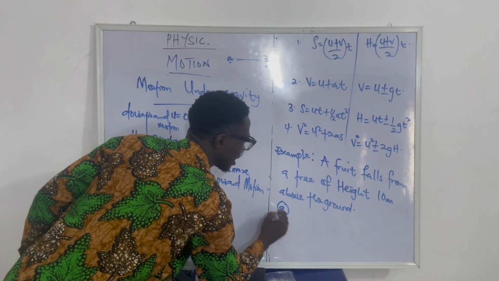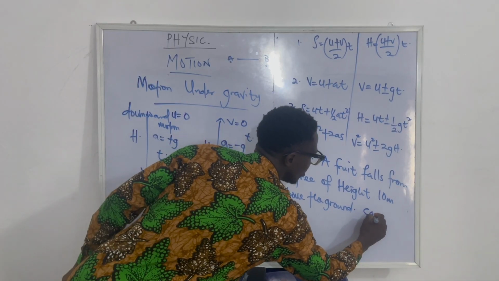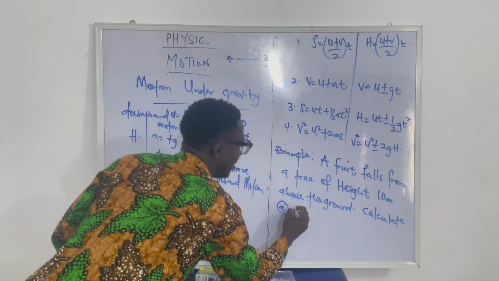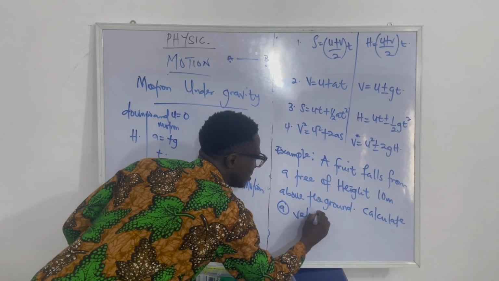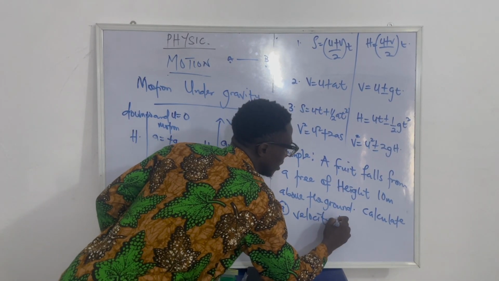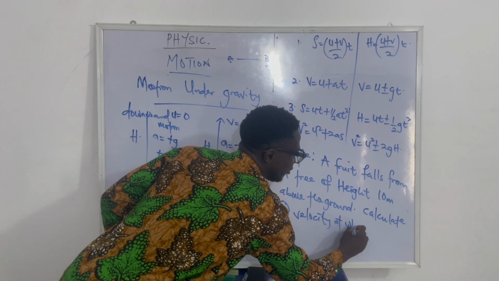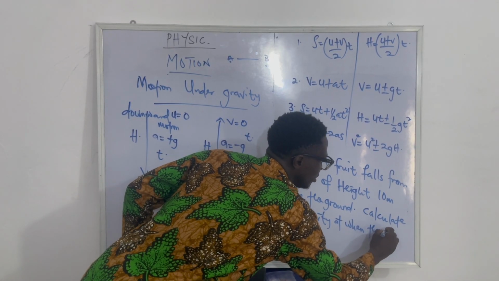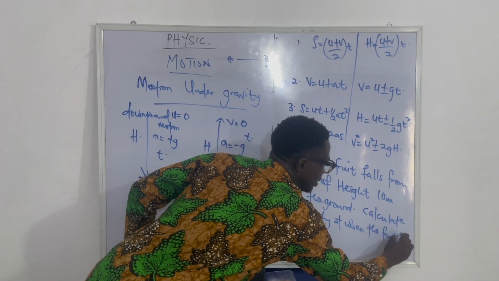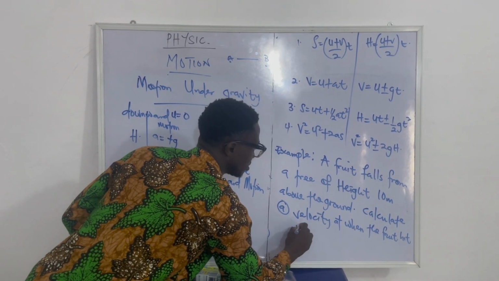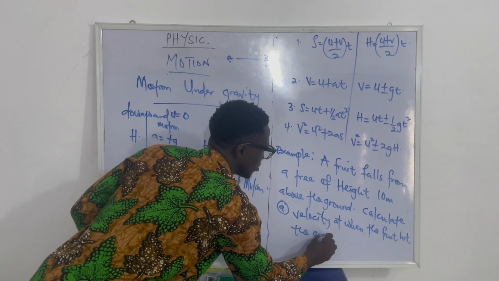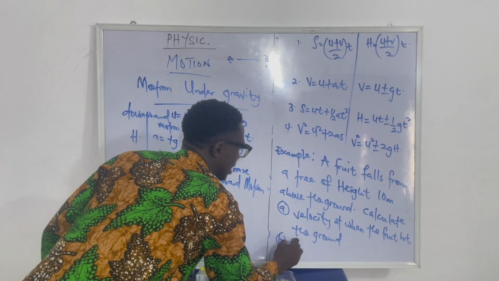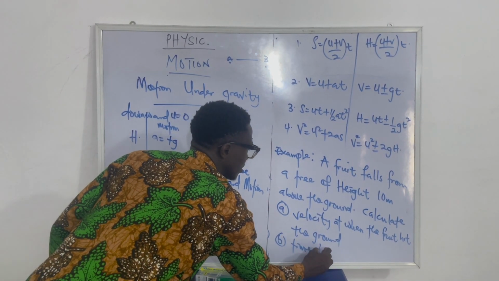A, calculate the velocity when the fruit strikes the ground. The fruit hits the ground. B, calculate the time taken.